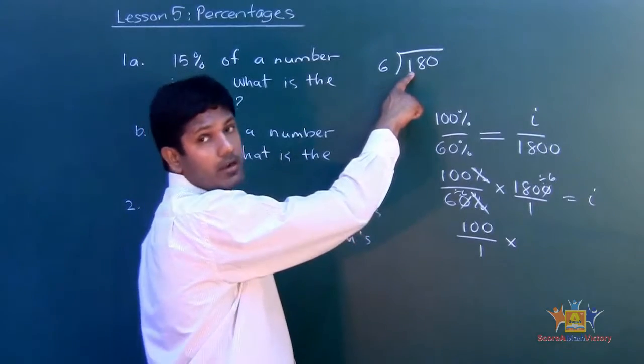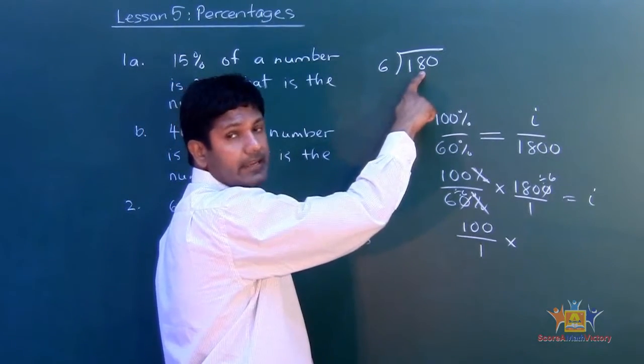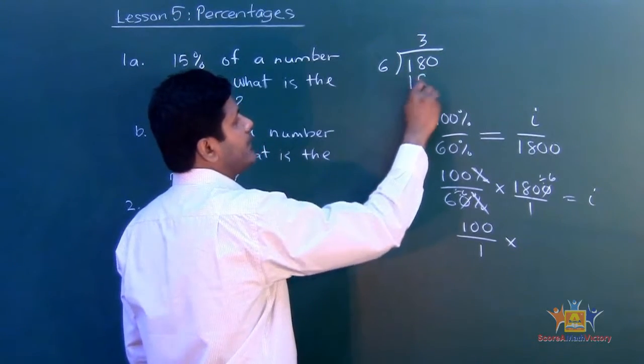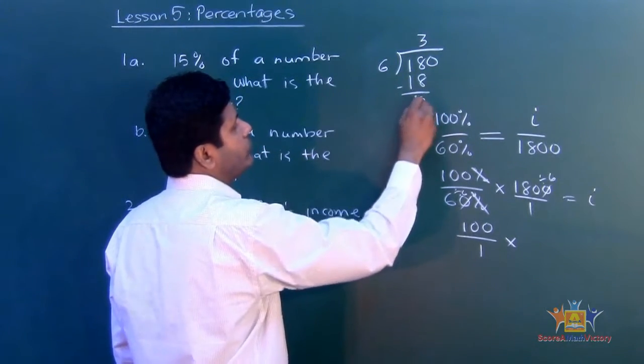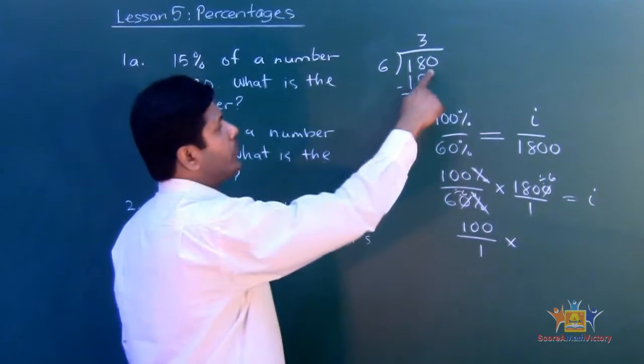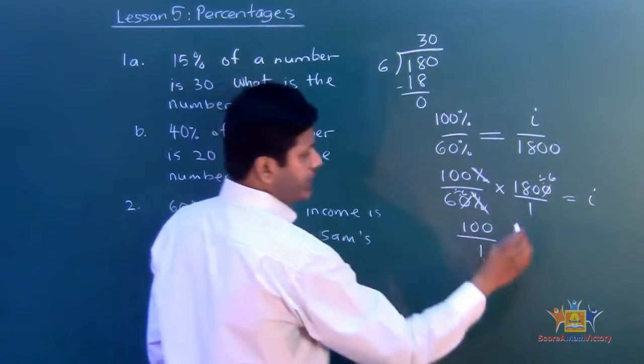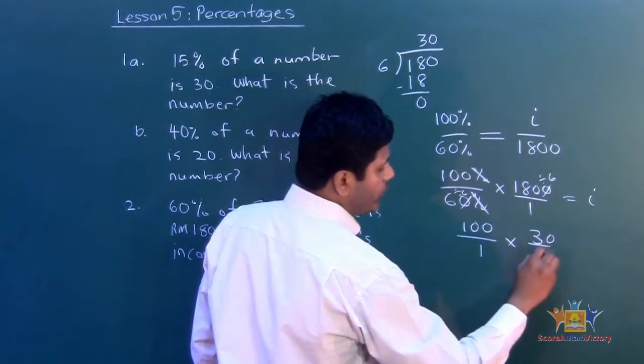Okay, so 1, we cannot go to the next digit. 18. 18 is how many 6? 3. So 3 times 6 is 18. Minus gives you 0. Now once you came down to 0, you bring the 0 up. There's 1 more 0, you just bring it up. So that makes it 30. Okay, so 30 over 1.